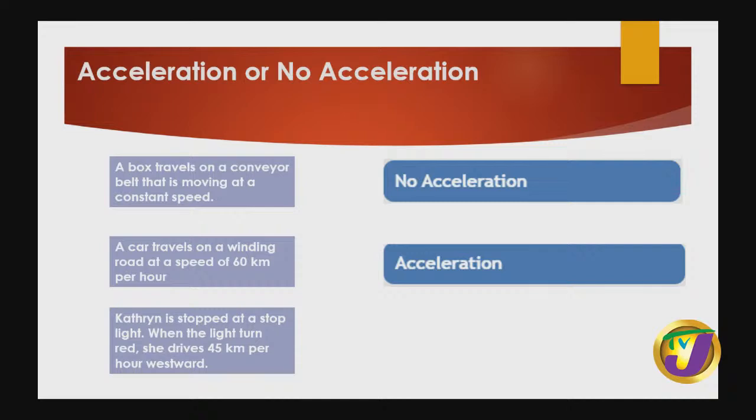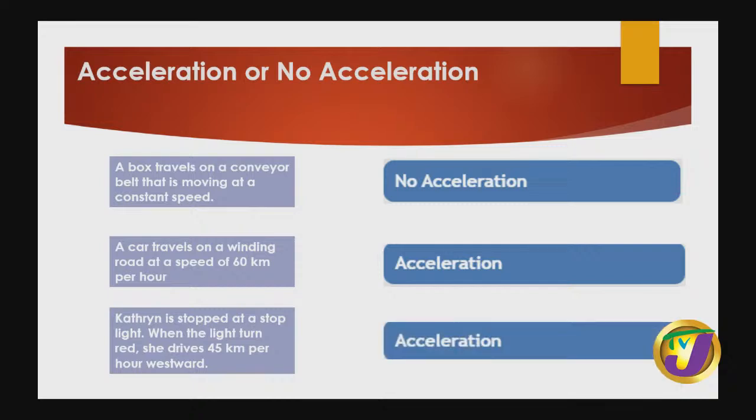Catherine is at a stoplight. When the light turns red, she drives 45 kilometers per hour westward. So westward and the velocity there would suggest that there is an acceleration, because as you mentioned, direction matters. But if she's at the stoplight, not moving, at a rest point, then there is no acceleration. She's not moving. Constant speed.